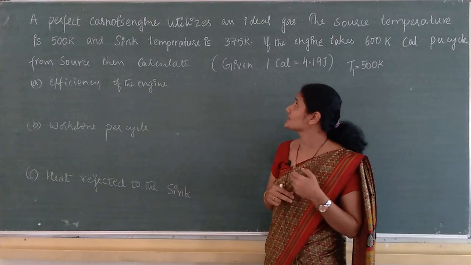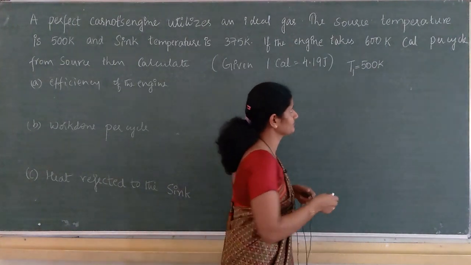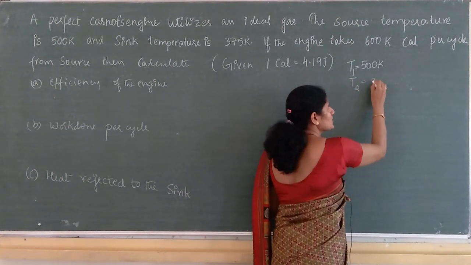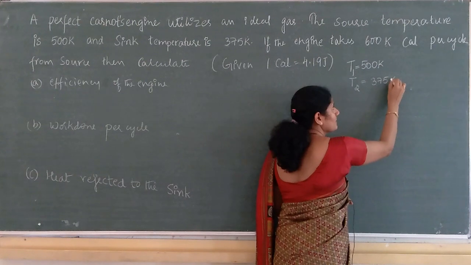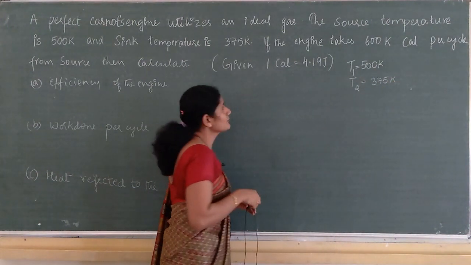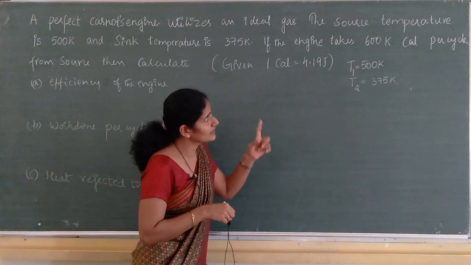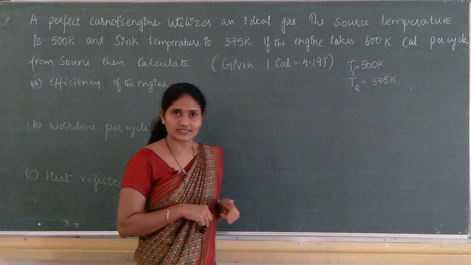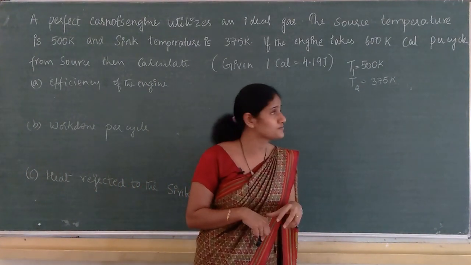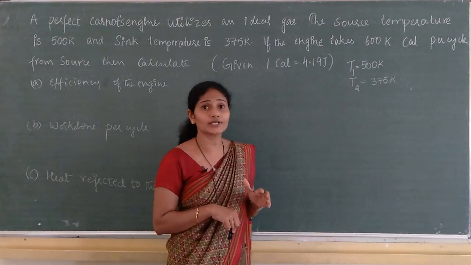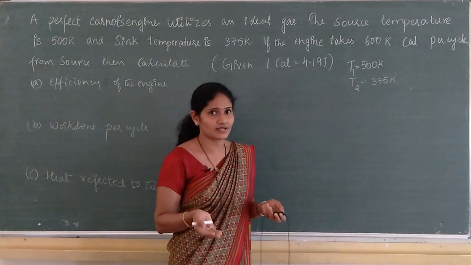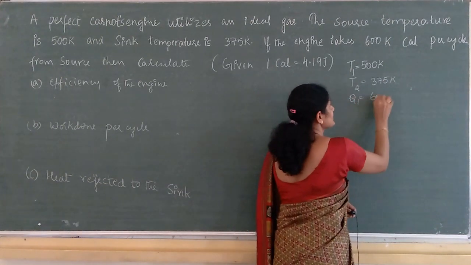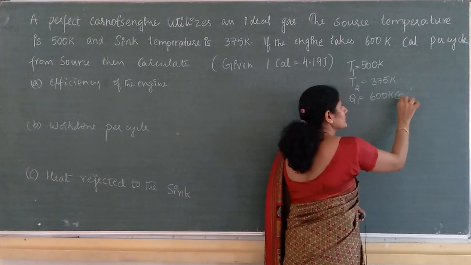And sink temperature is 375 Kelvin. Temperature of the sink is represented by T2. So, T2 is equal to 375 Kelvin. If the engine takes 600 kilocalorie per cycle, that means if the engine absorbs 600 kilocalorie of energy per cycle, that means energy absorbed is Q1. So, Q1 is equal to 600 kilocalorie.